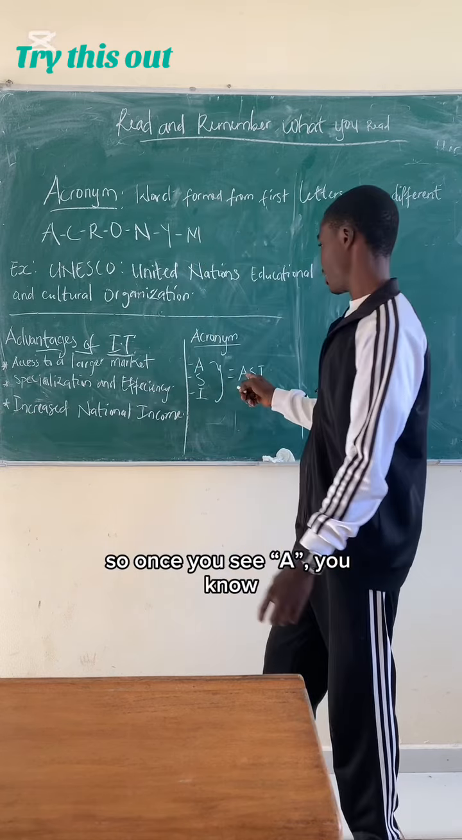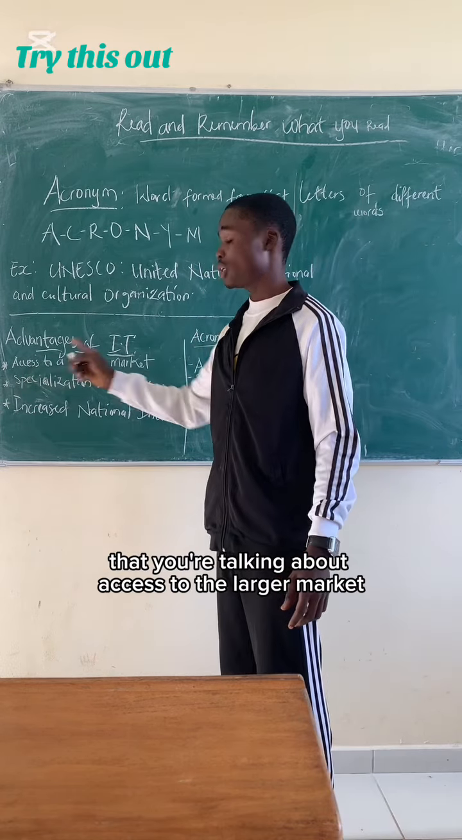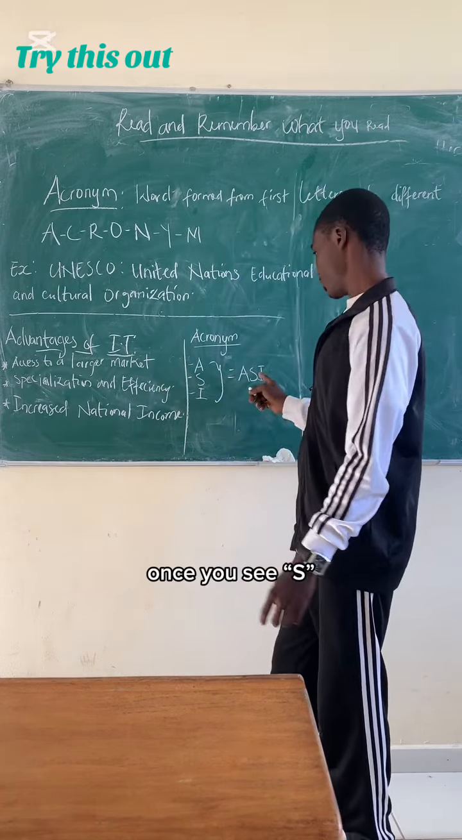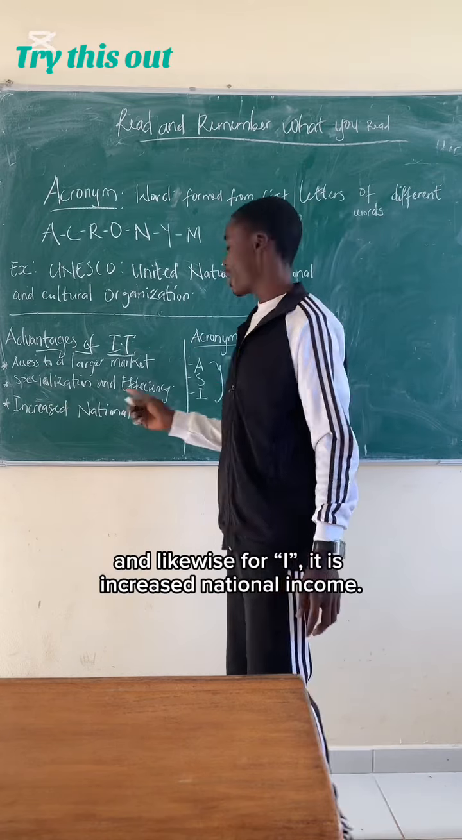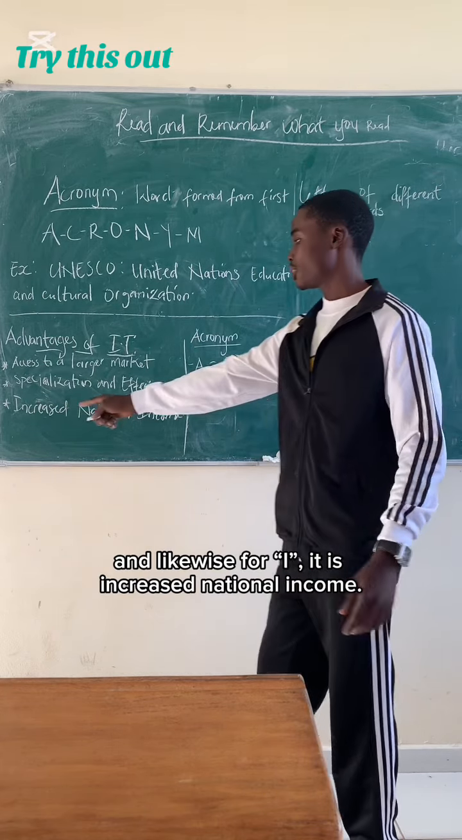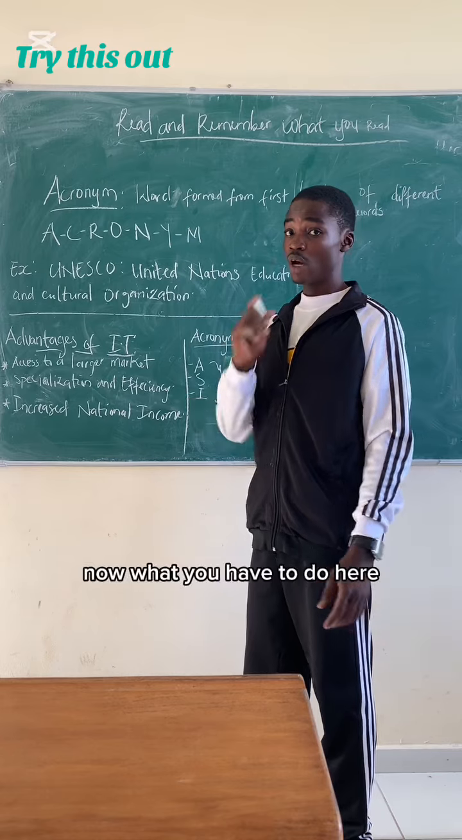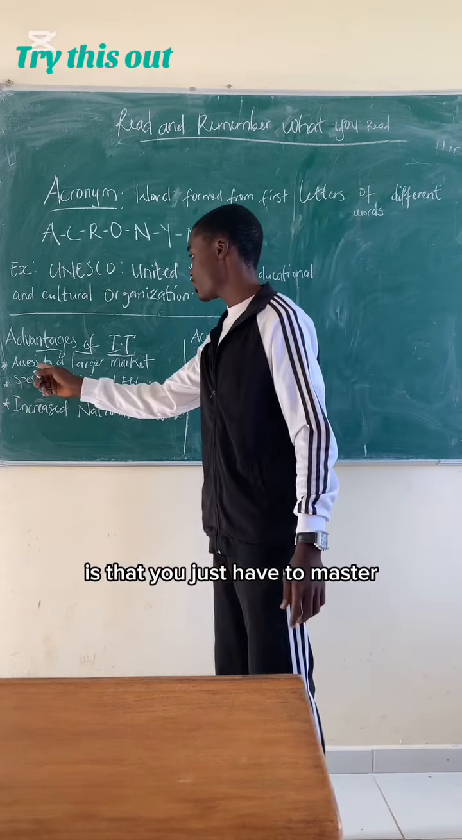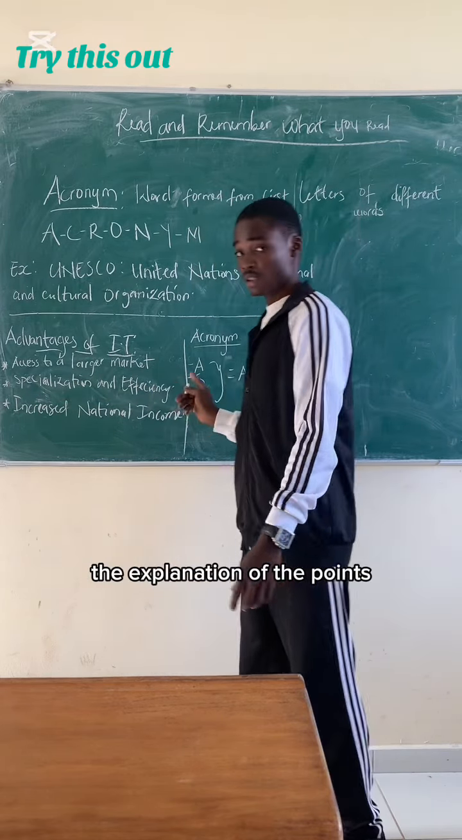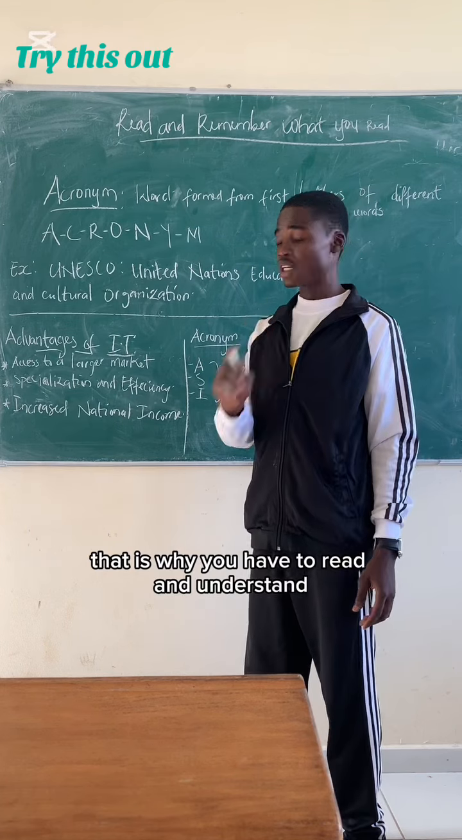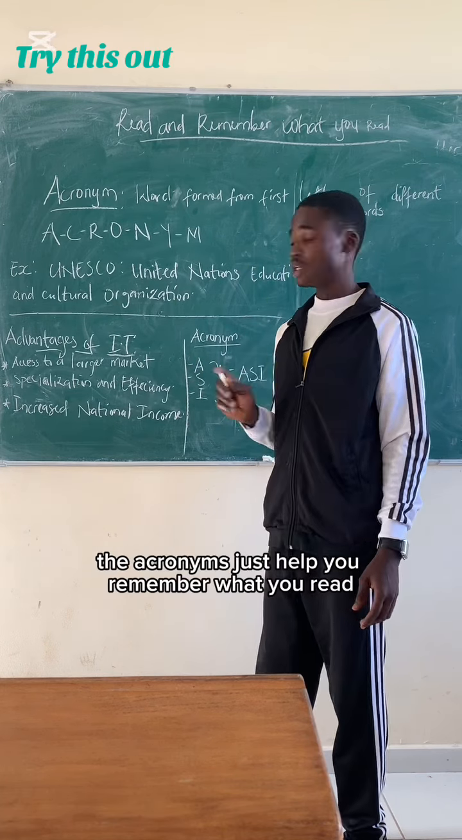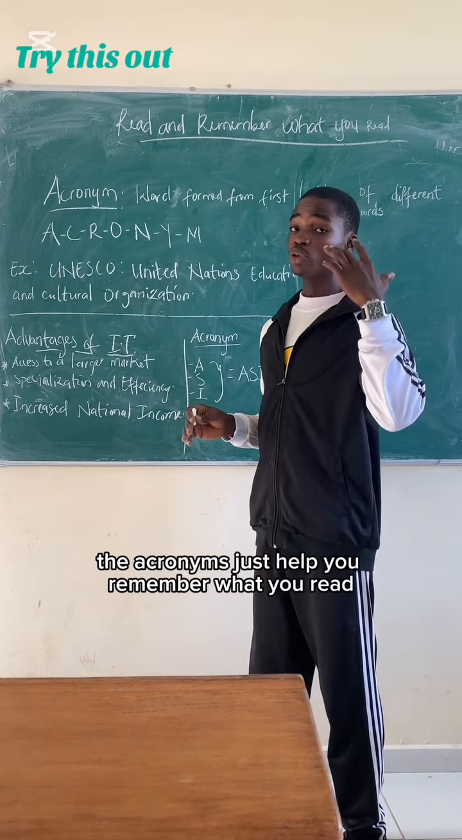So once you see A, you know that you're talking about access to the larger market. Once you see S, you know you're talking about specialization, and likewise for I, it is increased national income. Now what you have to do here is that you just have to master the explanation of the points. That is why you have to read and understand before you do the acronyms. The acronyms just help you remember what you read.